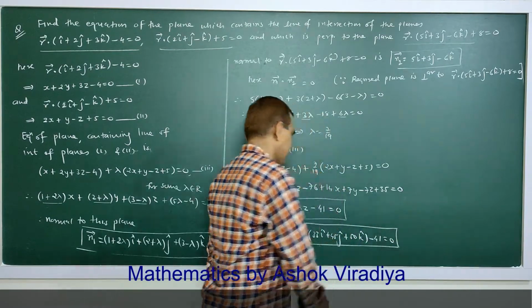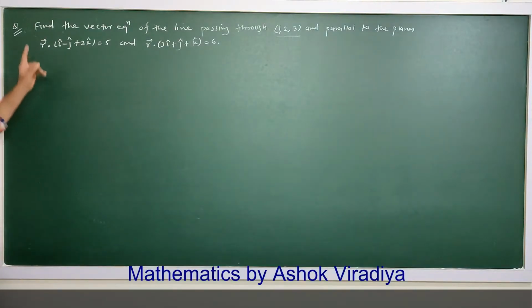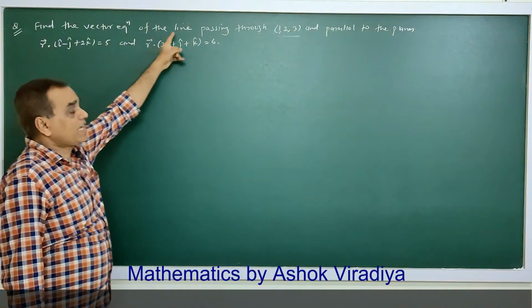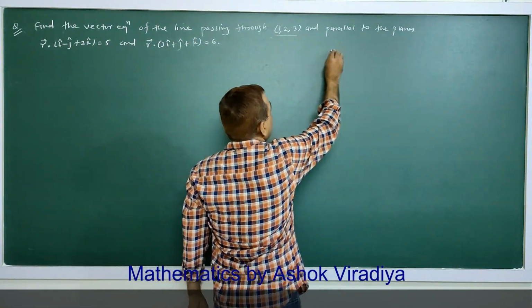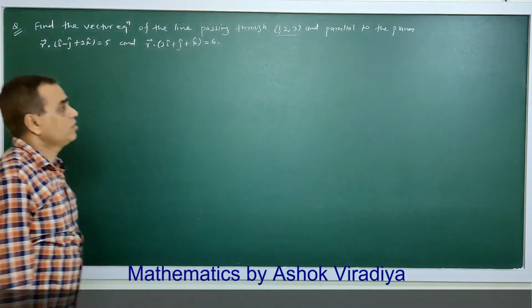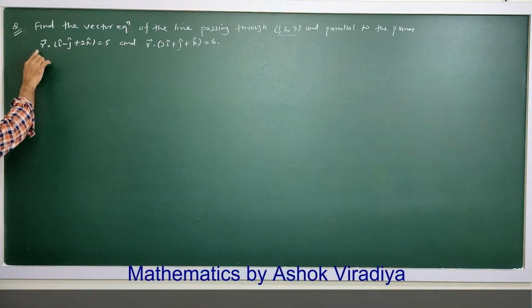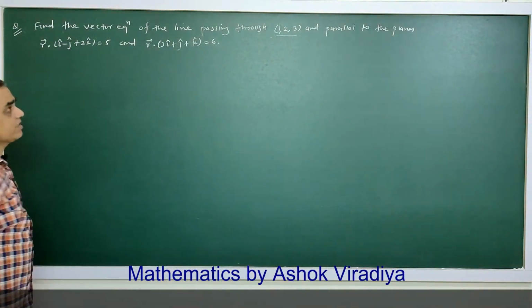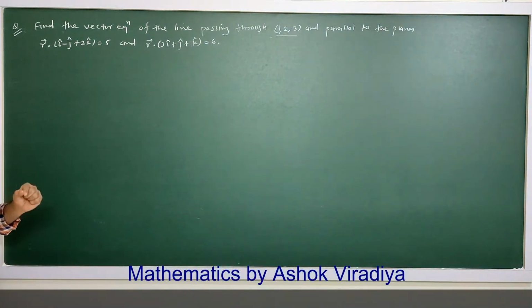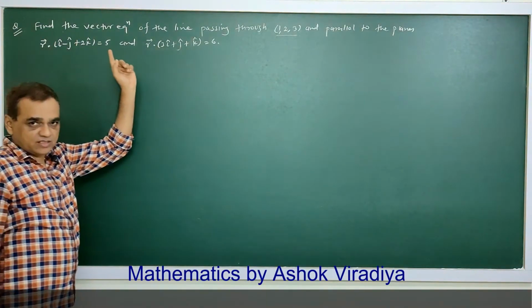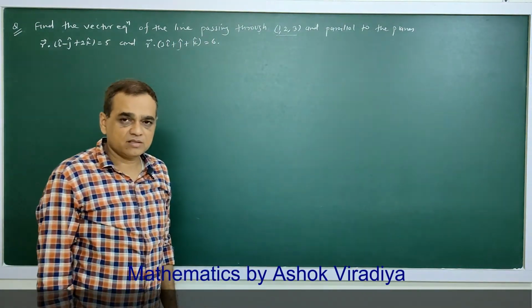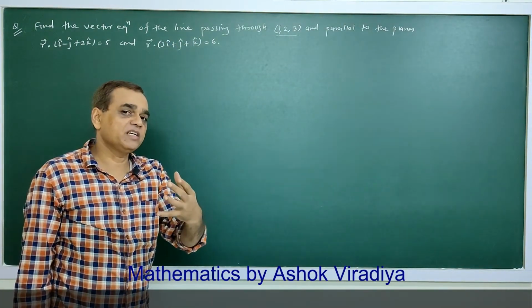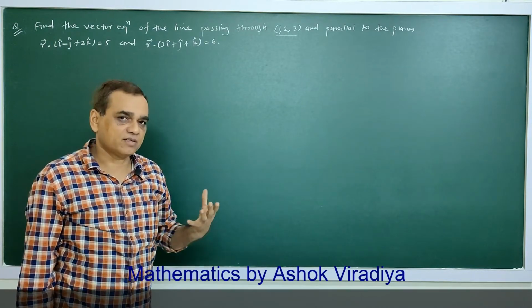So this is the answer. Find the vector equation of the line passing through (1, 2, 3) and parallel to the planes. Here two planes are given. We want the equation of a line. A point on the line is given. So to find the equation, we need its direction vector.